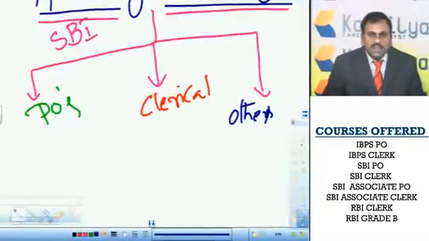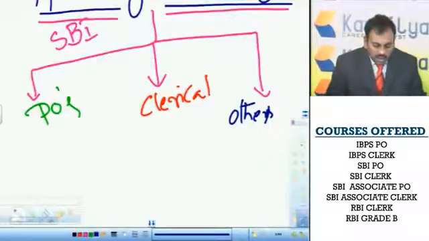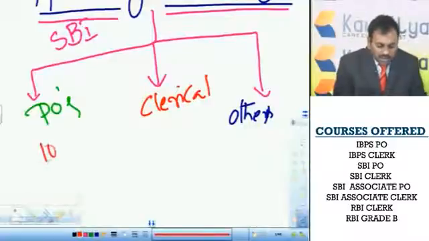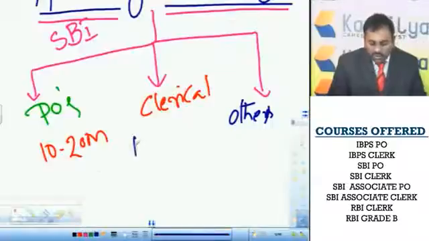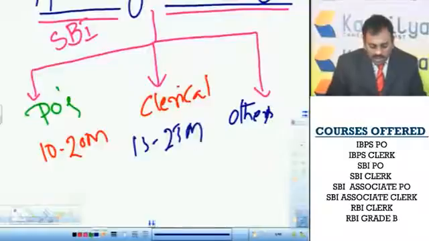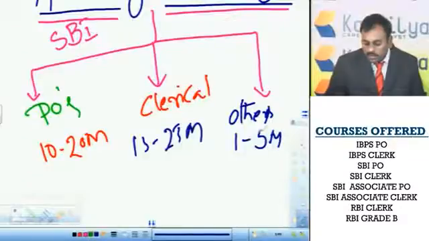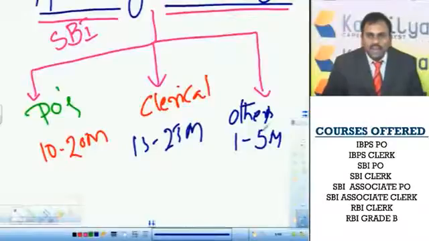So how many questions will come in the PO examinations? Questions would be around 10 to 20 marks in the PO examination, 15 to 25 marks in the clerical examination, and 1 to 5 marks in other examinations. Understand? The questions in PO are a little fewer compared to the clerical examination, because PO consists of not only marketing but also computer awareness and general awareness, right?